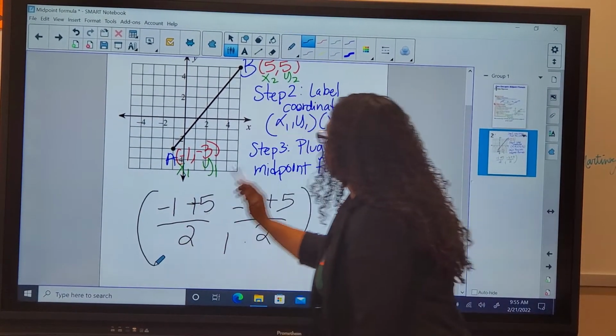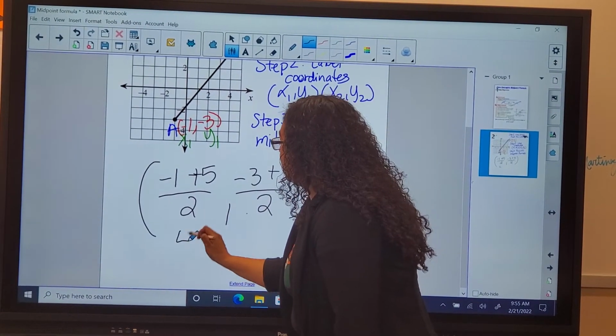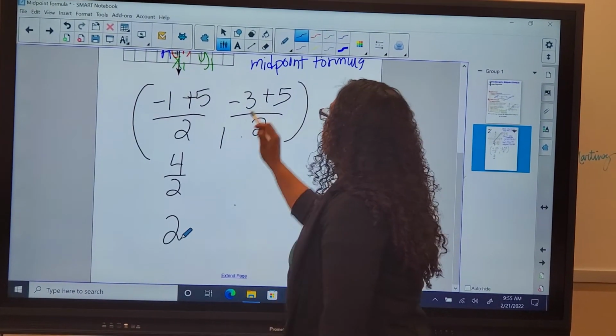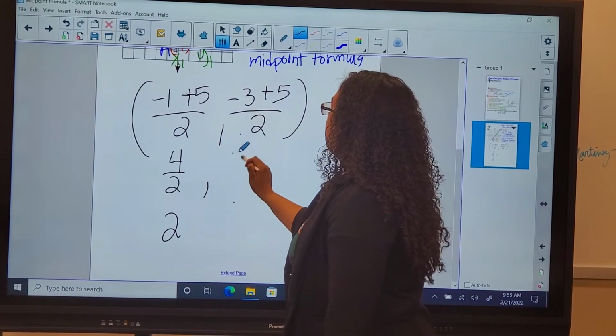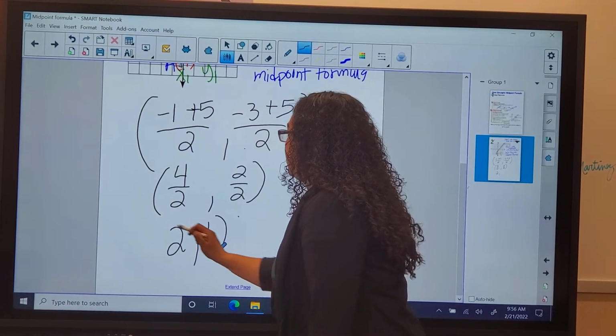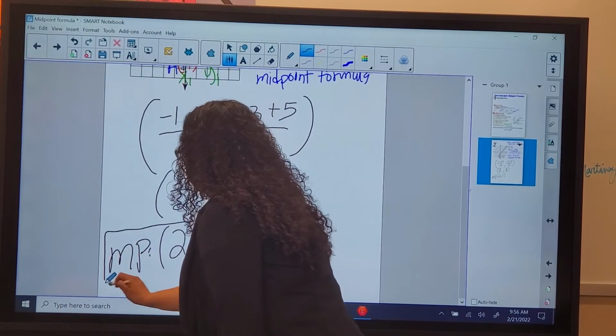And then my last step, step 4, is to simplify. Negative 1 plus 5 is 4, divided by 2, and we know 4 divided by 2 is 2. Then negative 3 plus 5 is 2, divided by 2, and 2 divided by 2 is 1. So this is going to be my midpoint, right here.